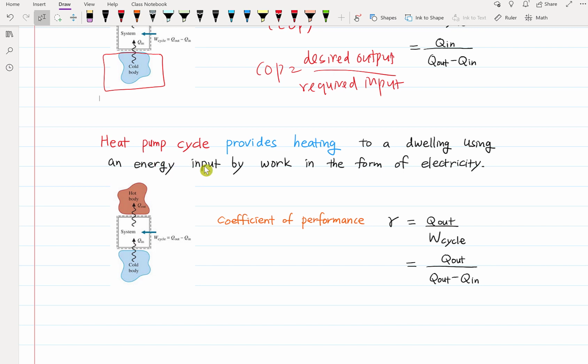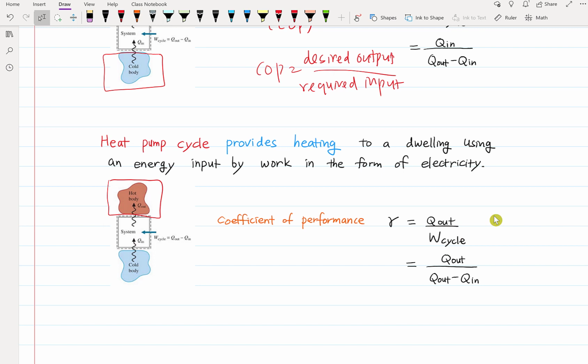The performance of a heat pump is the coefficient of performance denoted by gamma. So the desired output here is Q out. We are interested in this space, to provide heat. Move the heat from low temperature to high temperature. So the desired output is Q out, and work needs to be done to move the heat from low temperature to high temperature. So the coefficient of performance is Q out over W cycle.